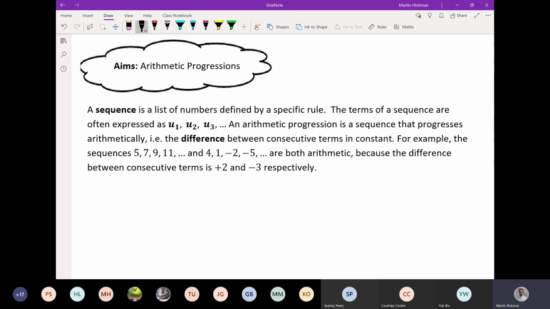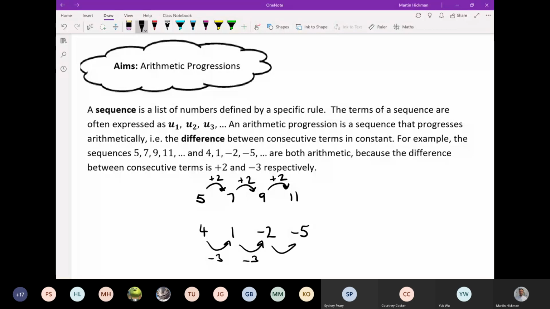So if we take a sequence like 5, 7, 9, 11, we can notice here that the common difference is always 2. And the same with 4, positive 1, minus 2, minus 5. We always are subtracting 3 to go to the next term. So with these sequences, the first term we refer to as A. Okay, that's going to be important in a second. So this first term referred to as A, and this common difference, the amount that we have to add or subtract to get to the next term every time, is going to be D.